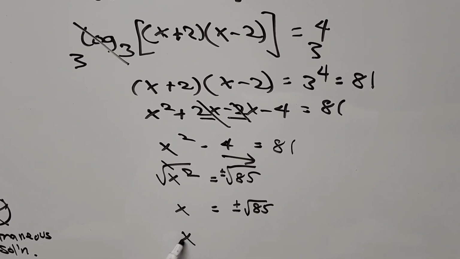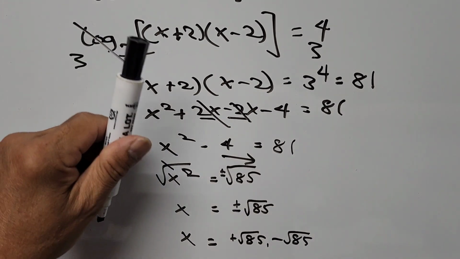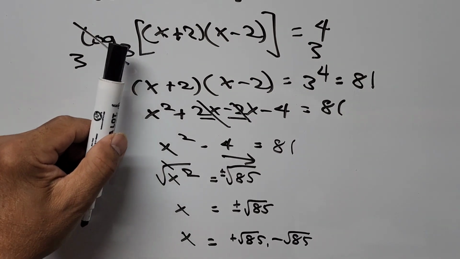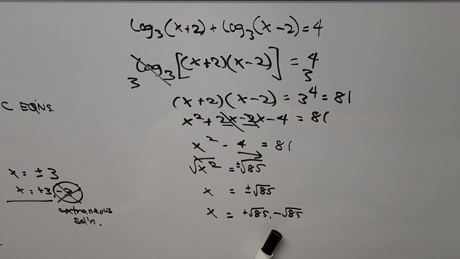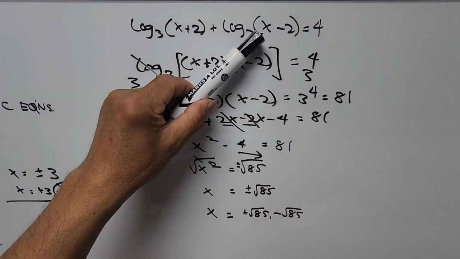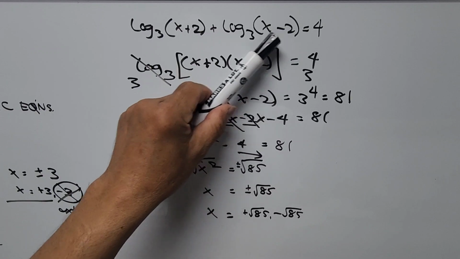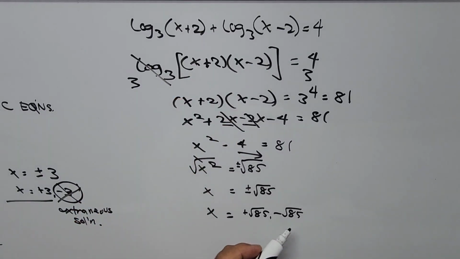So we have two values of x. This is equal to positive square root of 85 and negative square root of 85. And we look back to our equation. If we have a negative in the log, we cannot use that answer of x. That's the negative square root of 85. If we put this in our log, negative square root of 85 and then minus 2, the argument will be negative. So that is not accepted. That's an extraneous solution. So we have just the value of x as positive square root of 85.